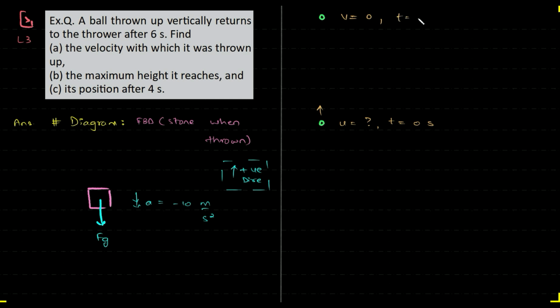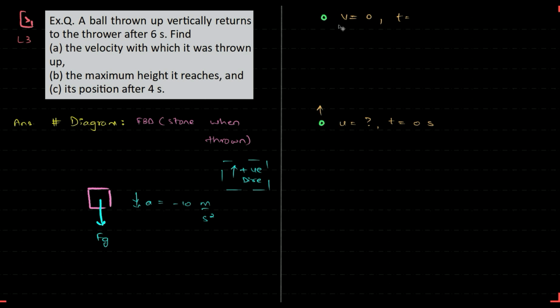The time is not to be found. No, we have time. That is actually important. Where do we have the time? A ball thrown up returns to the thrower after 6 seconds. What does it mean? See, the object is going up and coming down. Okay, let me show you guys that. So the ball is thrown up, it goes up and comes down. For this entire journey of going up and coming down, it takes 6 seconds.